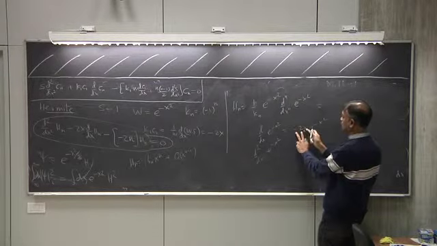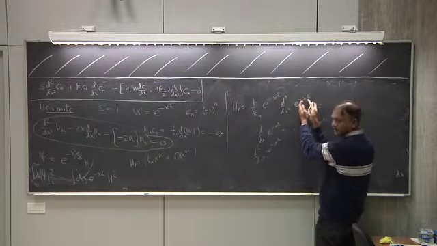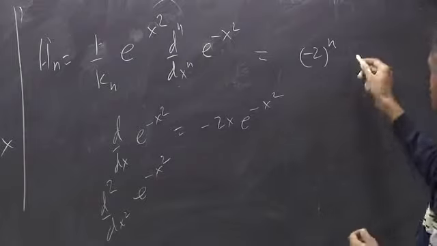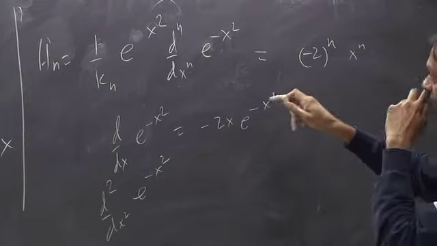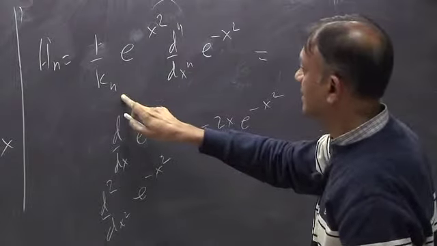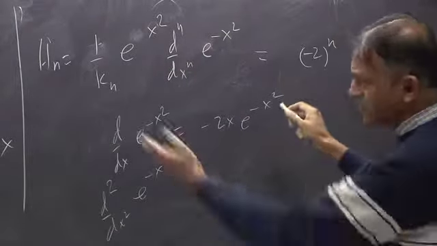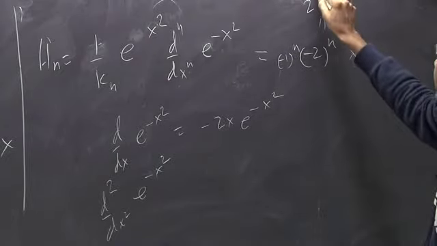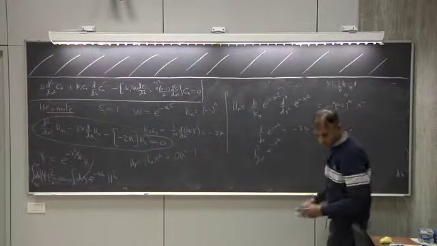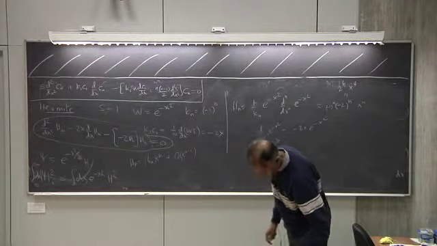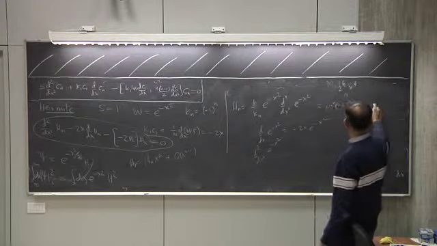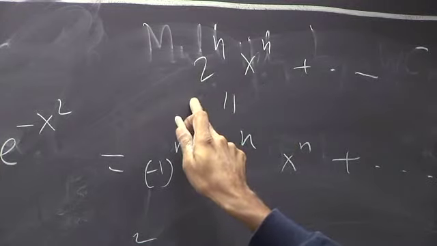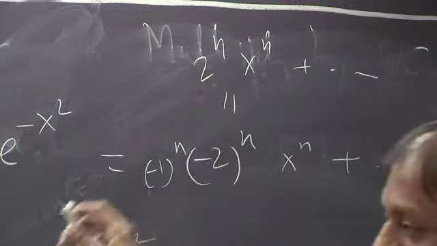Each time the derivative acts on the exponential, it will give you minus 2x. So you'll get here minus 2 to the n times x to the n. And we have this 1 over Kn, which is minus 1 to the n according to this convention. So this is simply 2 to the n, x to the n. Is that correct? Yeah, 2 to the n. So kn is simply 2 to the n. Then there are lower terms, but the highest power, x to the n, comes with the 2 to the n coefficient. So this is the small kn.